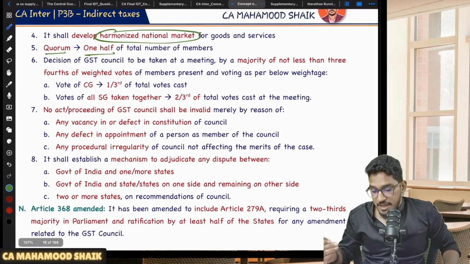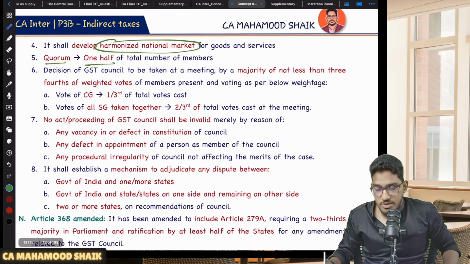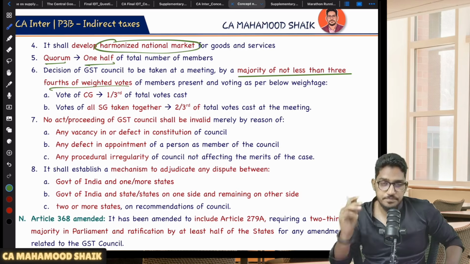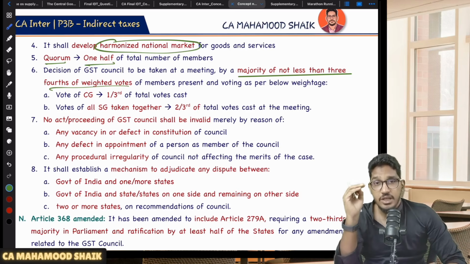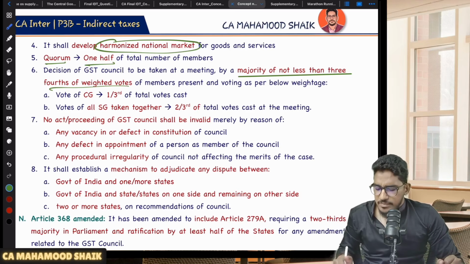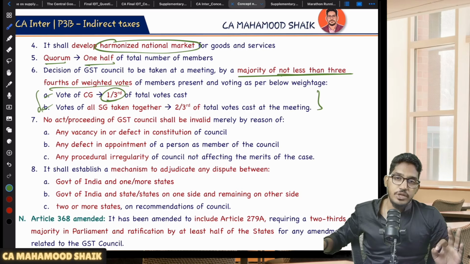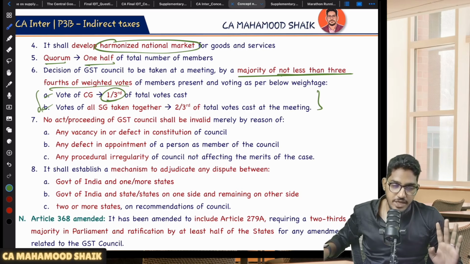And the decision should be taken by majority. How much majority do you want? Not just a simple majority, but not less than 3/4 of the weighted votes. So in order to take a decision, you need 3/4 majority, and this will be calculated. Weights also will be given to the votes. This you need not worry about. You just have to remember this majority. How much majority is required? Not less than 3/4 of the weighted votes in favor in order to take any decision.